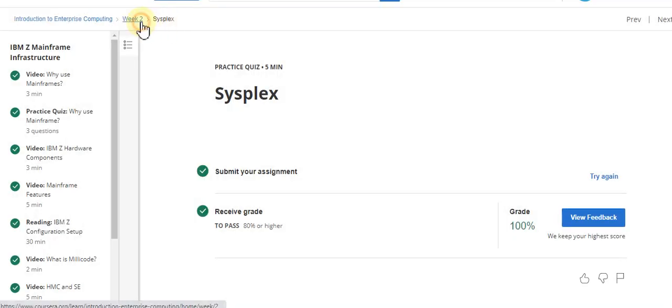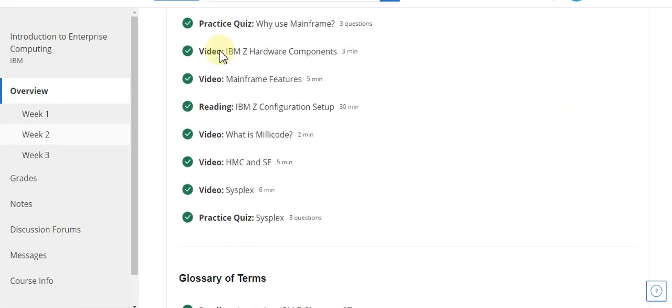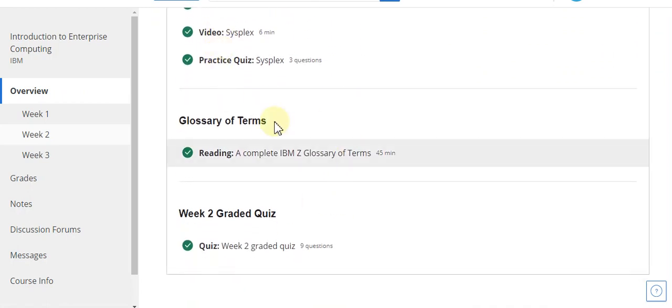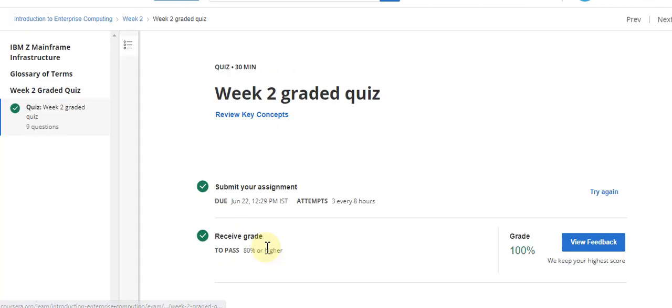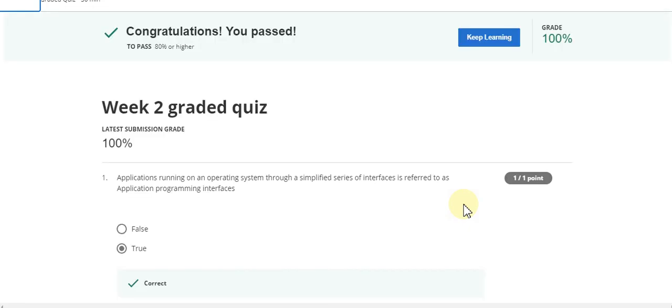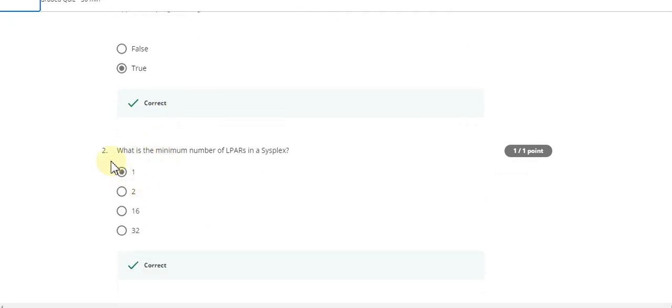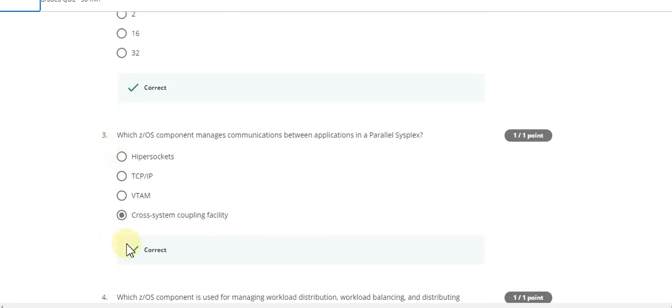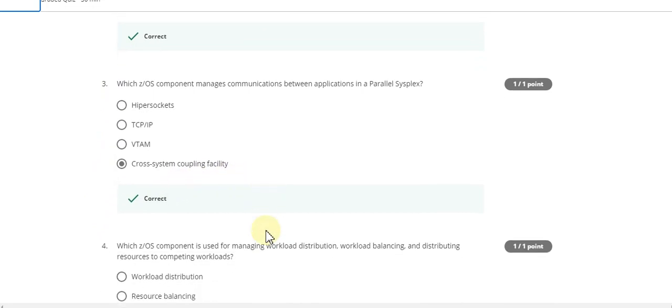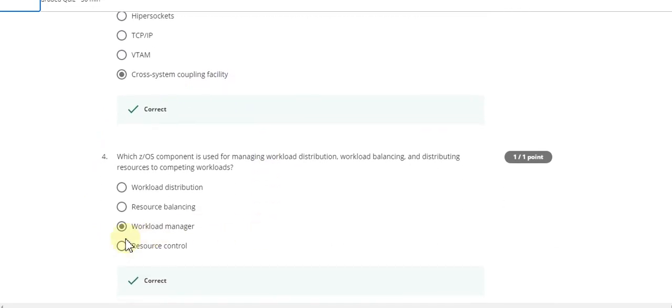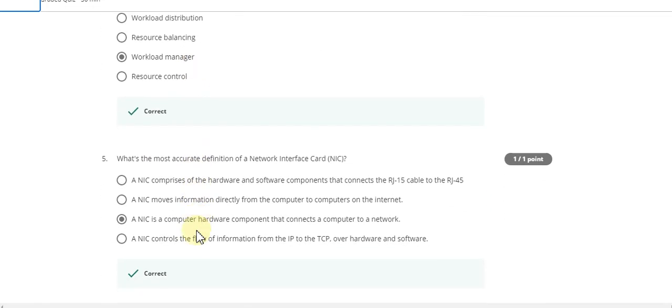Now go to the week 2 final quiz solution, the week 2 graded quiz solution. The first question answer is true, and the second question answer is 1. The third question answer is cross system coupling facility, and the fourth answer is workload manager. The fifth answer is ANIS is a computer hardware component, and so on.